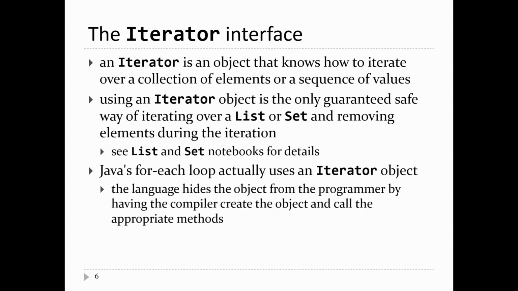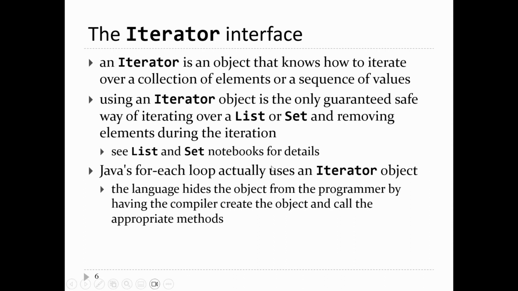Okay, so for today, we want to look at the Iterator interface, and we want to create a class that implements the Iterator interface. When you write a for each loop in Java, what's actually happening is that an object of type Iterator gets created. An iterator is an object that knows how to iterate over a collection of elements or over a sequence of values. Every list is able to provide an iterator object, and you can use that object to look at all the elements in the list.